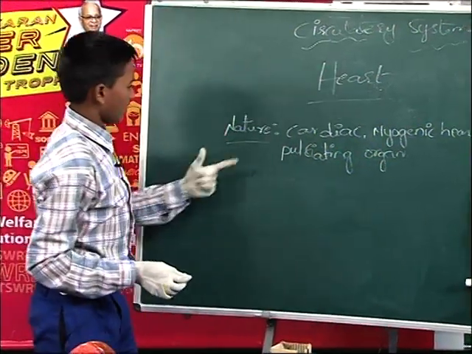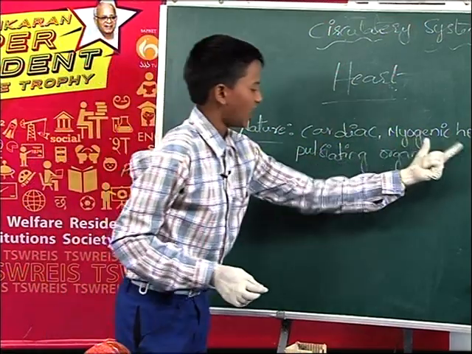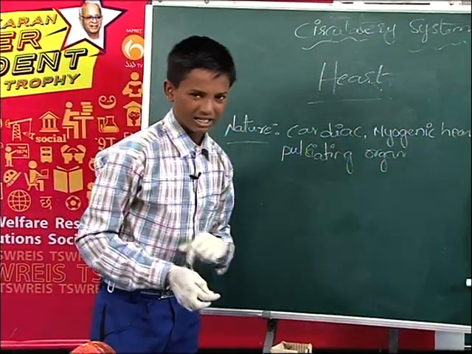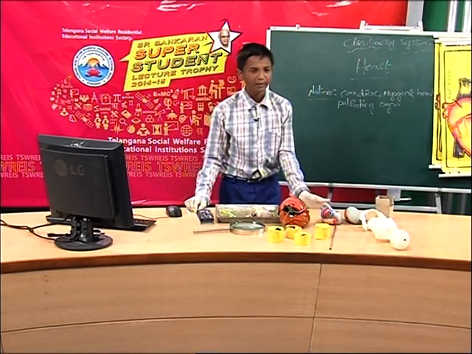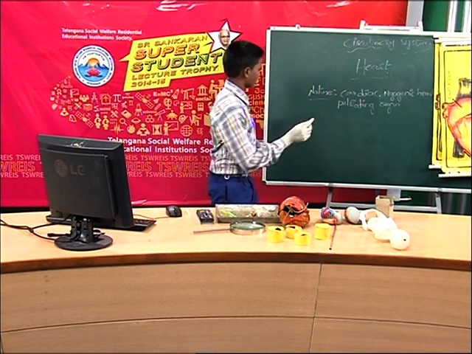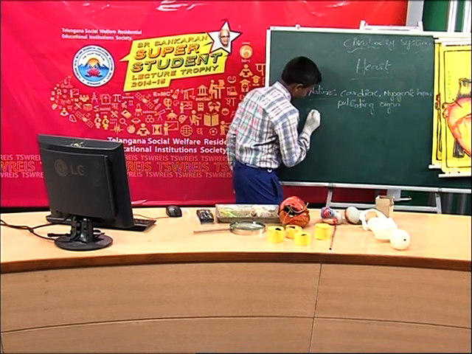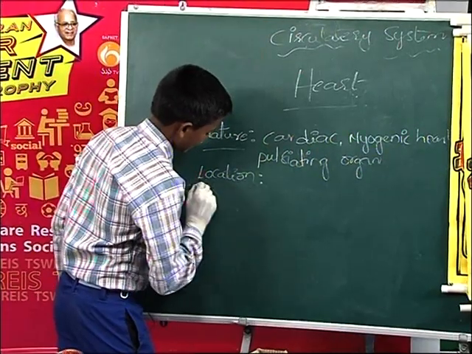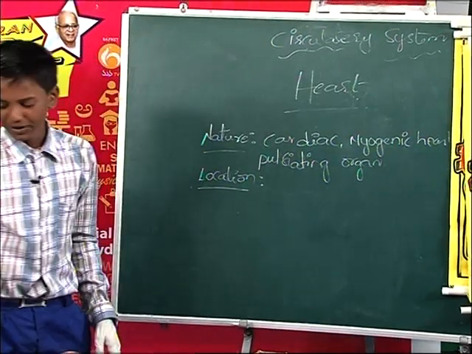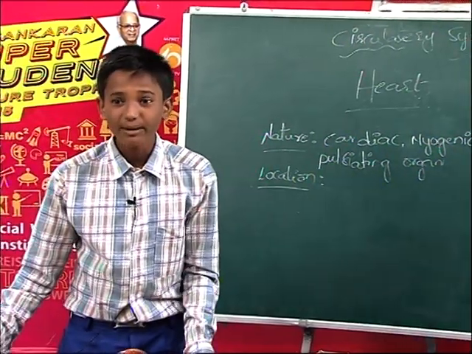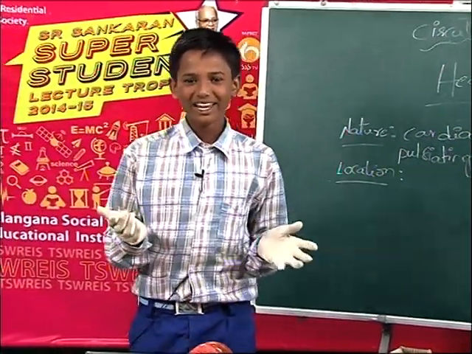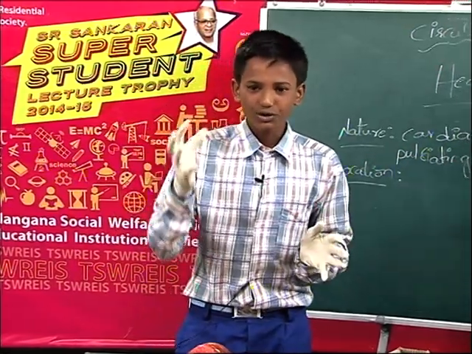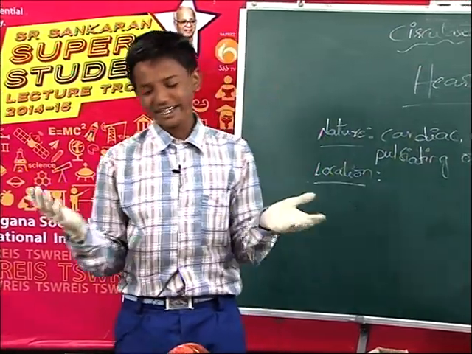Yes, we call the heart a mechanical heart and also a pulsating organ. Now we learn about the location of the heart. Do you know where our heart is located? Very good. Our heart is located in between two lungs. In between two lungs, that place we call the mediastinum.